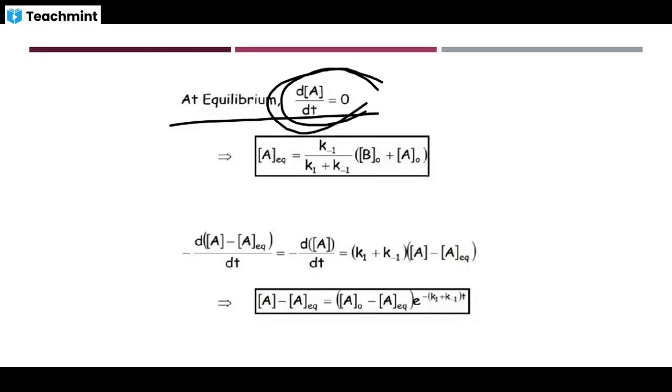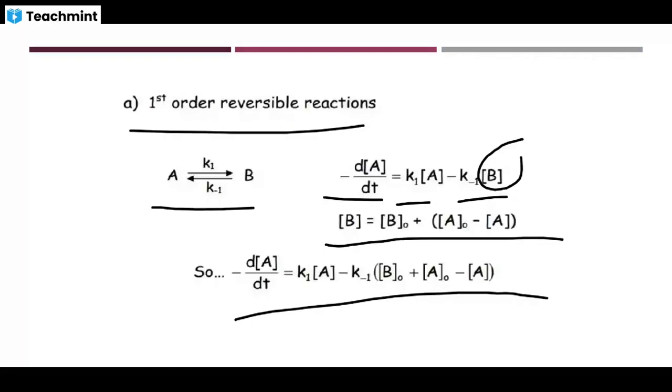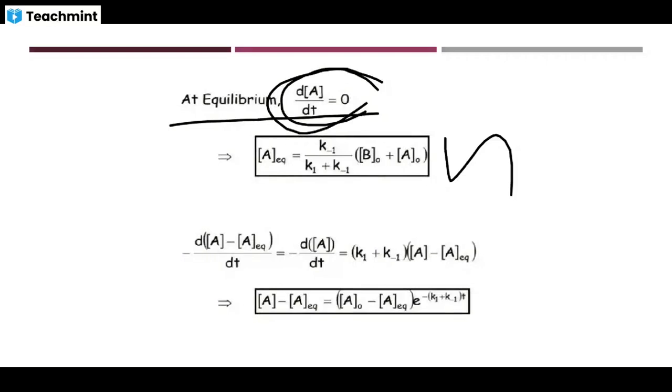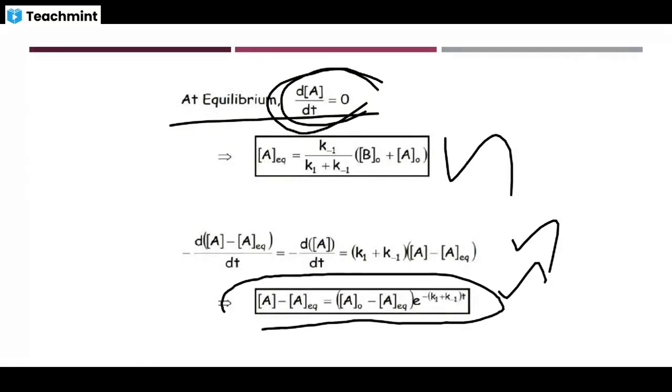Just substitute here: put this equal to 0 and A equal to A equilibrium, and then you get the relation. Simple mathematics. You do it, it is very interesting. This is also the same. Why do we always try to reduce it to this form?